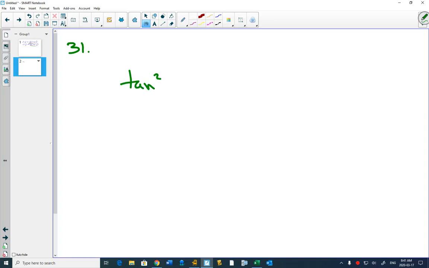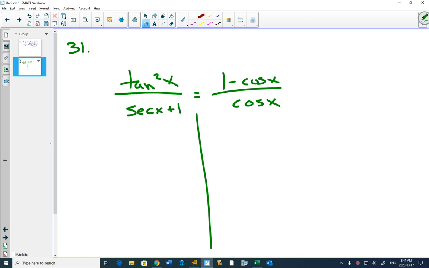So 31, we have tan squared x over secant x plus 1 equals 1 minus cos x over cos x. So first of all, we do an analysis. What do I have? I've got a single fraction on the right-hand side, 1 minus cos x and cos x. And that's already in sine and cos. So the right-hand side fits with the strategy of change things to sine and cos and get a single fraction.